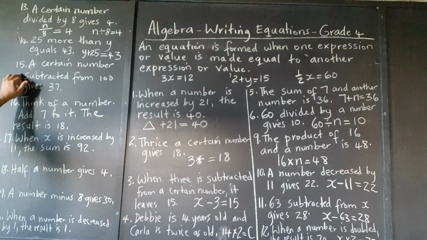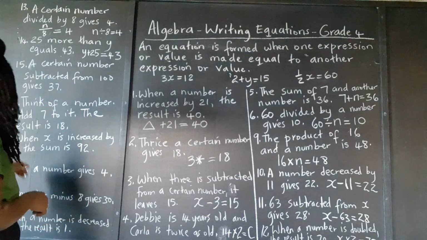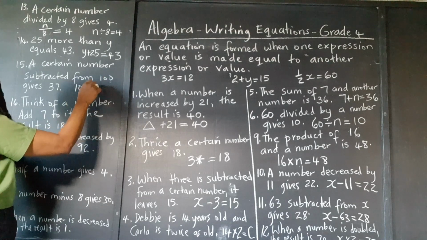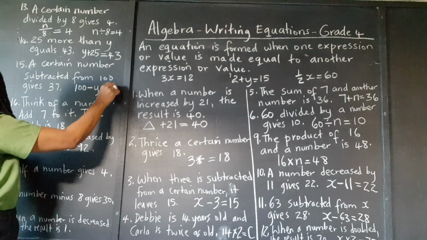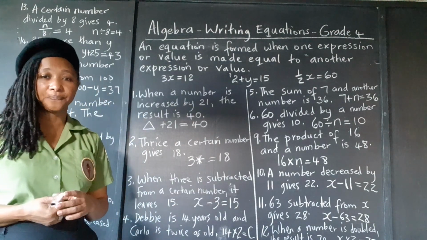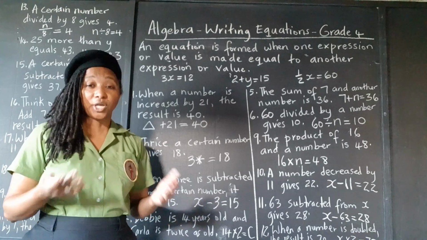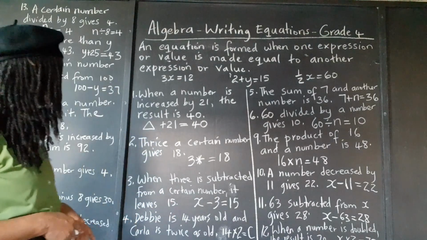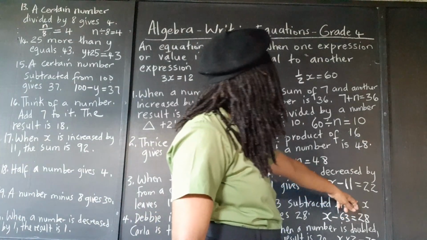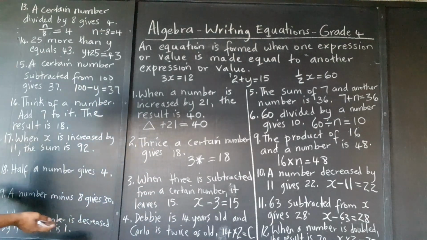Number 15, a certain number subtracted from 100 gives 37. So we're taking the number from 100. So we're starting with 100 minus the number, and we're getting 37. Remember, we can use any letter. If they don't tell us which letter to use, we can choose any letter or symbol to represent the unknown quantity. Sometimes they tell us which letter to use. So they might say X, or they might say N or Y. If not, just choose any letter or symbol, right?